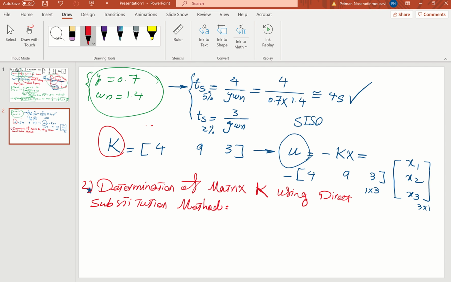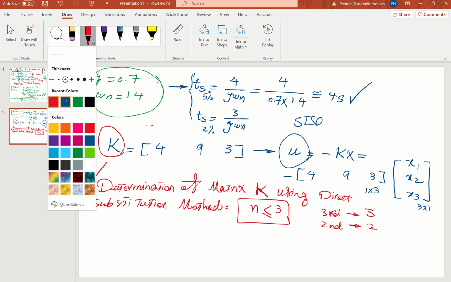This is very useful if the order of the system is smaller than or equal to 3. Third order system means that you have 3 state variables. Second order system means you have 2 state variables. For the lower order dynamical systems, I recommend that you do this after graduation. In the final exam, I'm going to give you a challenging problem.